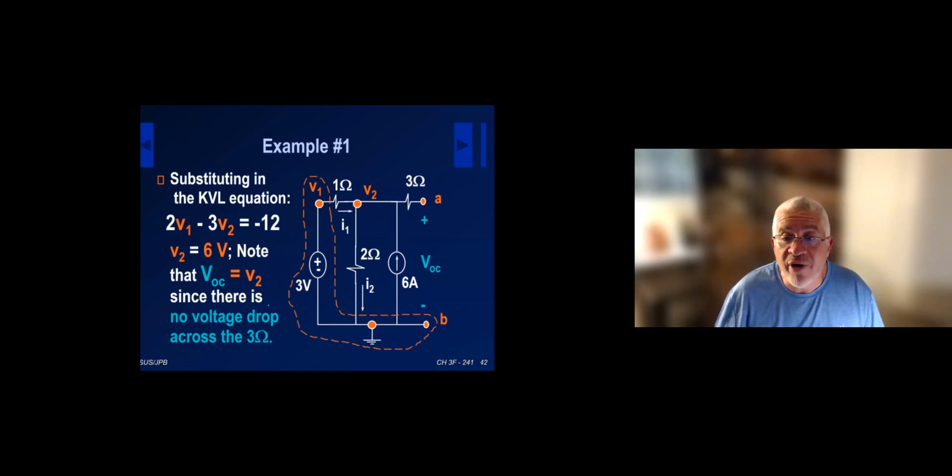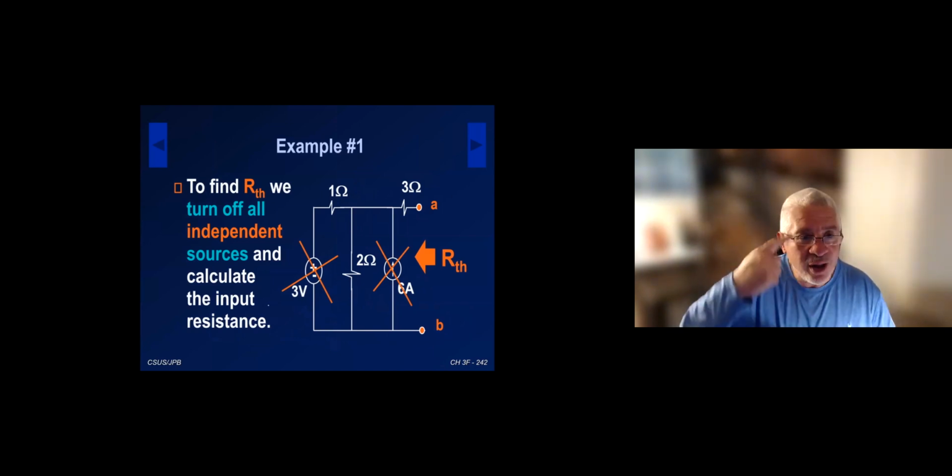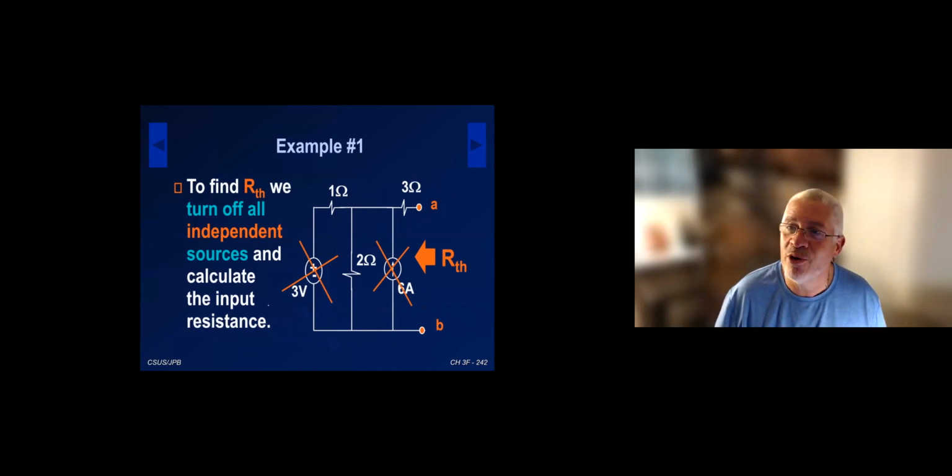So now we're going to find the Thevenin resistance. You see my crosshair, that's to imply turning off. You're going to need to remember what happens when you turn off a voltage source, and when you turn off a current source. That's going to be very important to know. So when you turn off that 3 volt source, it is going to be replaced by just a wire. When you turn off that 6 amp current source, it's going to be replaced by a broken wire.